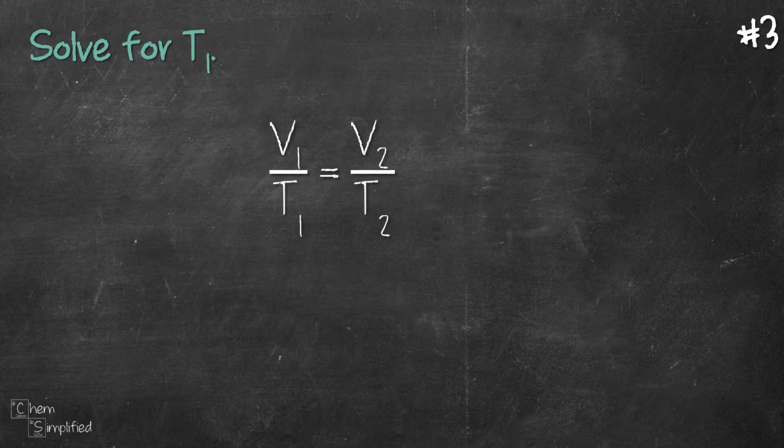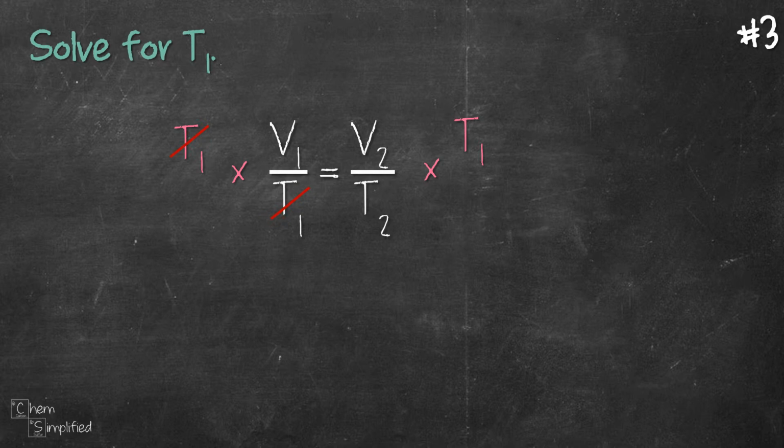So what if we don't want to solve for V1? What if we have Charles' law, but now we are solving for T1, which is at the bottom? The idea is still the same. It's just that now it will involve a few more steps. So let's get T1 on the top first, because it's at the bottom, right? So we'll multiply by T1 on both sides, and that will get rid of T1 on the left hand side.